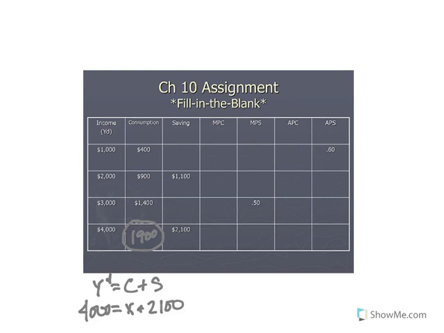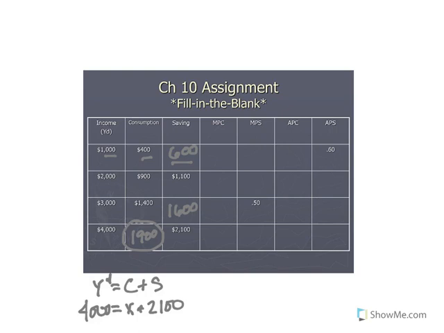And then for the saving column, we're doing the same thing. In other words, this has to equal this plus this. So what do I add to 400 in order to get 1,000? We know that you would add 600 to it. And then of course, when disposable income is 3,000, consumption was 1,400, which means savings had to be 1,600. So those were fairly easy to figure out because we know disposable income is consumption plus saving.